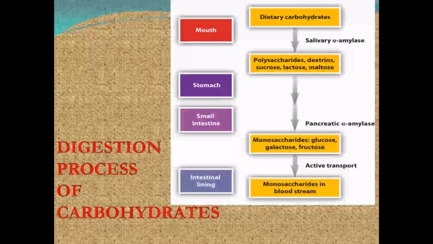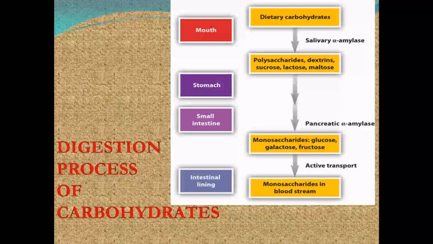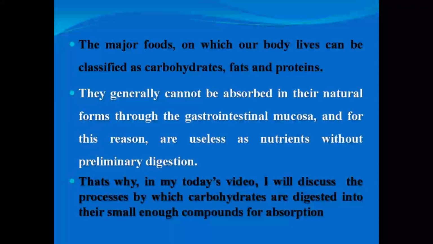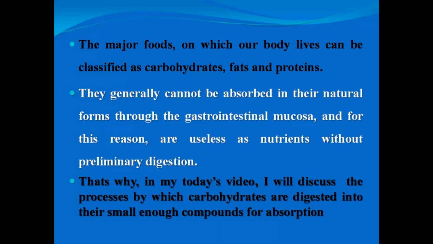Today I will discuss the process of carbohydrate digestion. The major foods on which our body lives can be classified as carbohydrates, fats and proteins. They generally cannot be absorbed in their natural forms through the gastrointestinal mucosa and for this reason are useless as nutrients without preliminary digestion. That is why in my today's video, I will discuss the processes by which carbohydrates are digested into small enough compounds for absorption.